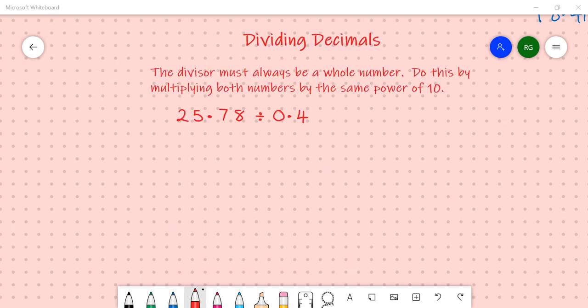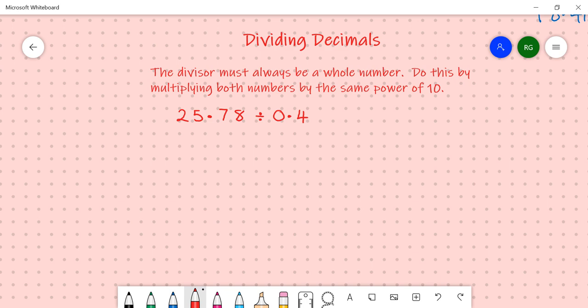Finally, dividing decimals. So as I've written, the divisor must always be a whole number. The divisor is the second number, the number that you're dividing it by. You do this by multiplying both numbers by the same power of 10. So what I mean by that is we need to get this 0.4 to be a whole number.